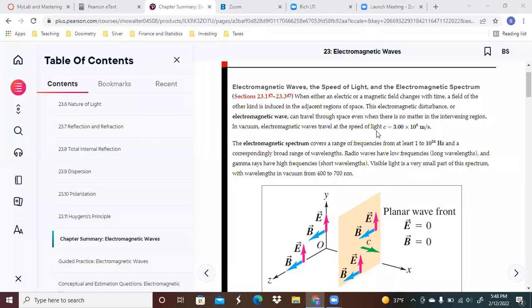This is going to be the first lecture over sections 1 through 3 in chapter 23. We're going to be looking at electromagnetic waves, speed of light, electromagnetic spectrum, that kind of thing.